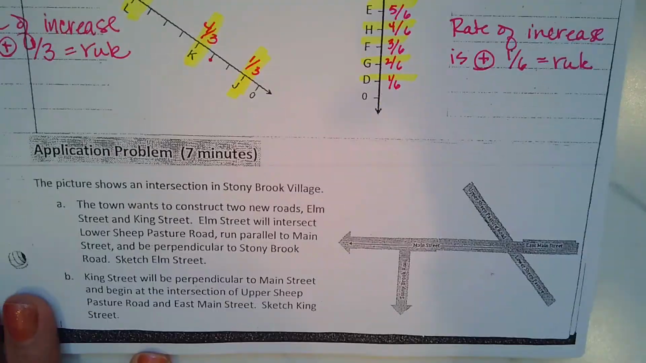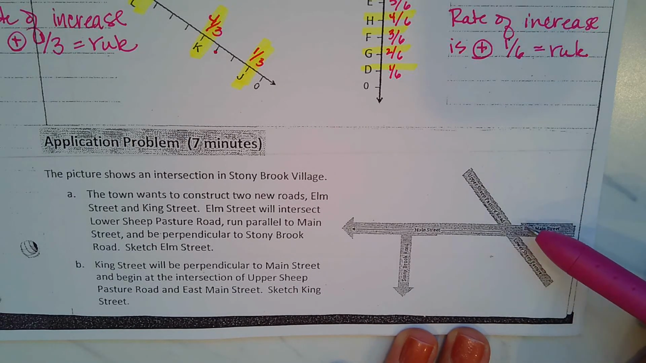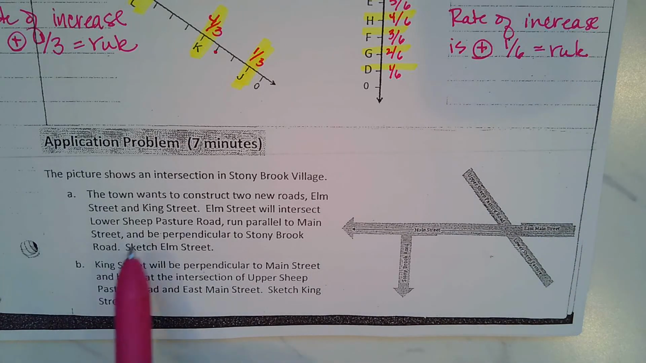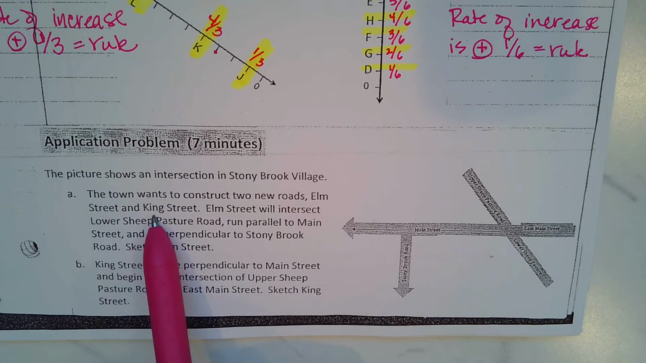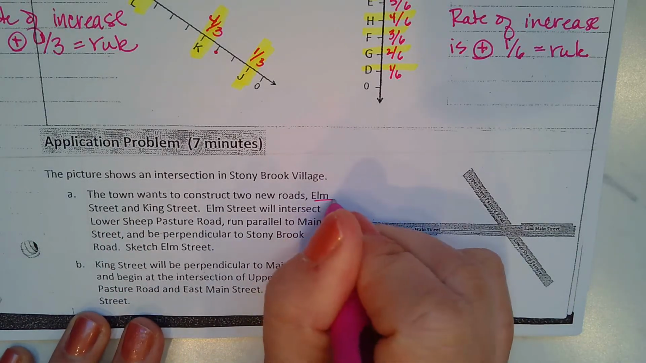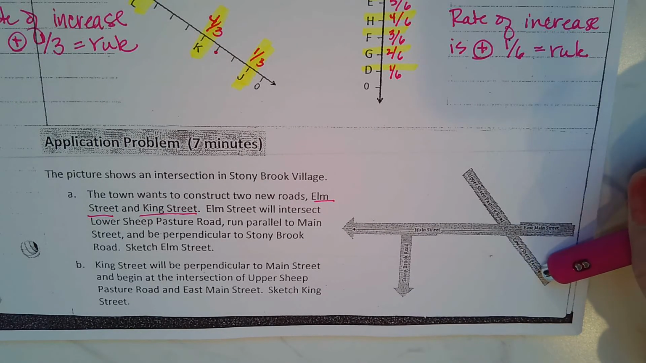Moving on to our application problem. The picture shows an intersection in Stony Brook Village, and it is a little difficult to read. The town wants to construct 2 new roads, Elm Street and King Street. So these are the names of the 2 new roads. Elm Street will intersect. So what does intersect mean? Cross the Lower Sheep Pasture Road. So here is Lower Sheep Pasture Road.